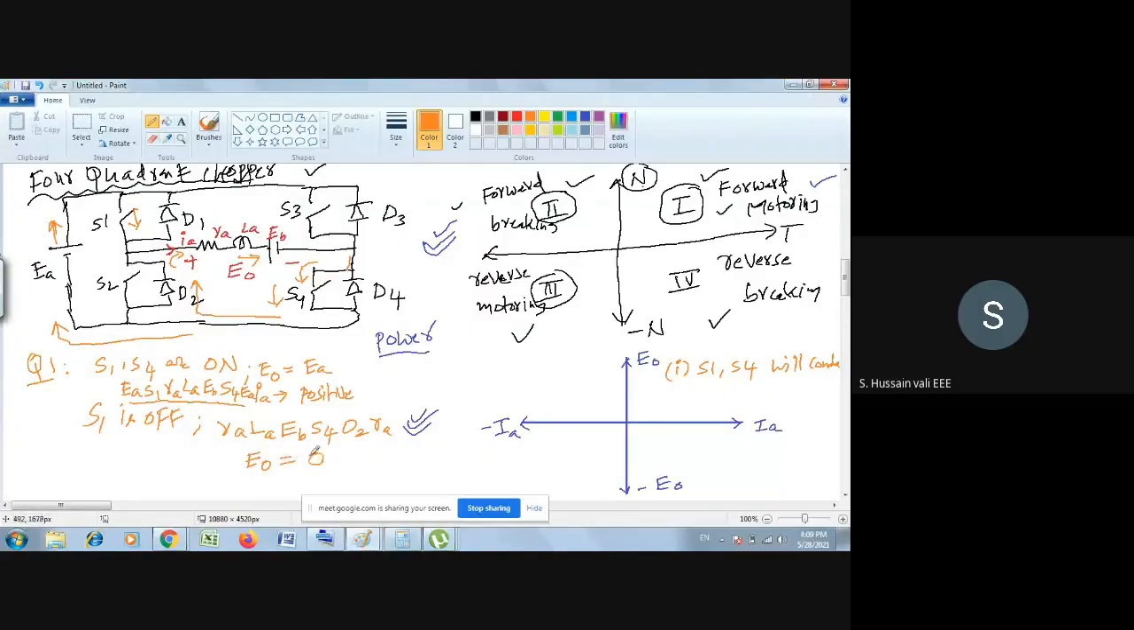Why is E naught 0? Because it is flowing through S4, which is short circuited, and through D2, which is also short circuited. So E naught is 0. But what is IA? IA will be in the same direction, that is positive.